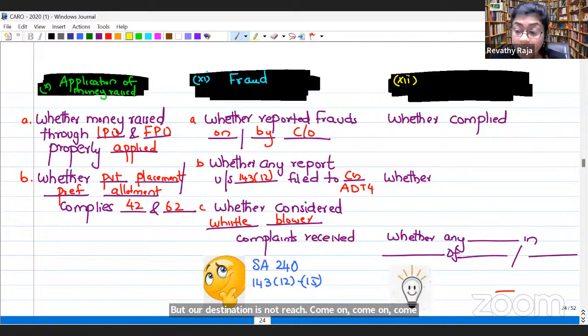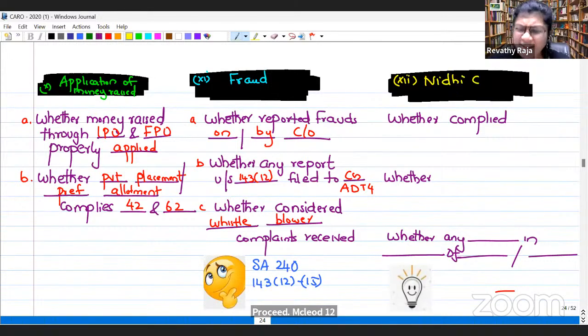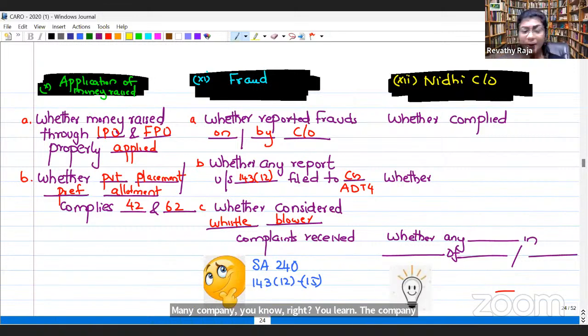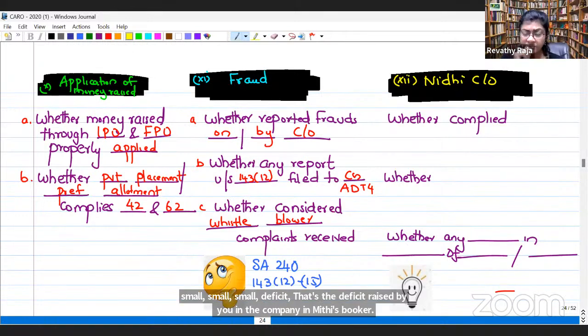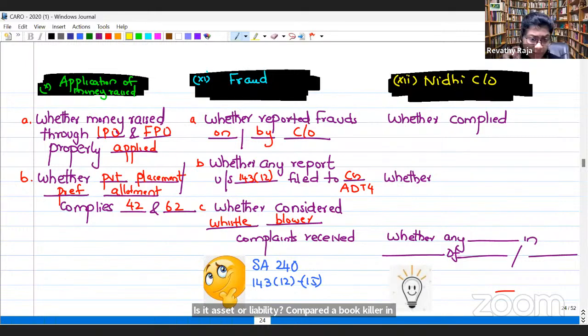Proceed. 12. Clause 12 is Nidhi Company. Nidhi Company, you know, right? You learn Nidhi Company, section 406, I guess. Nidhi Company, what they do is, from public, they raise small deposits. And this deposit raised by the Nidhi Company, in the company's book, is it asset or liability? Liability. So there is a limit on volume of deposit they can raise. How much is the limit, you know?